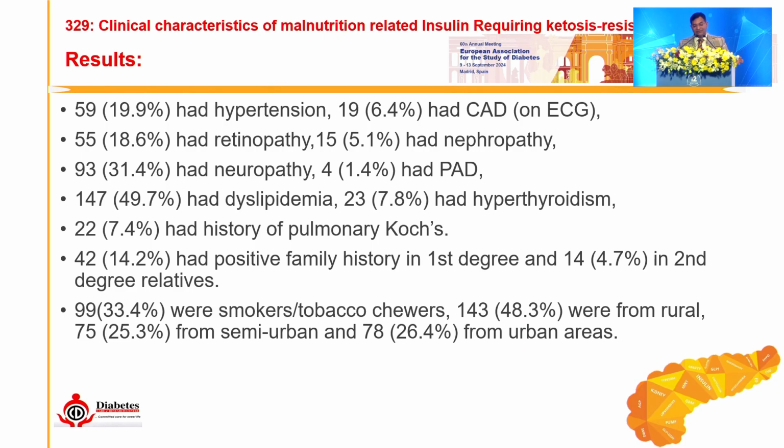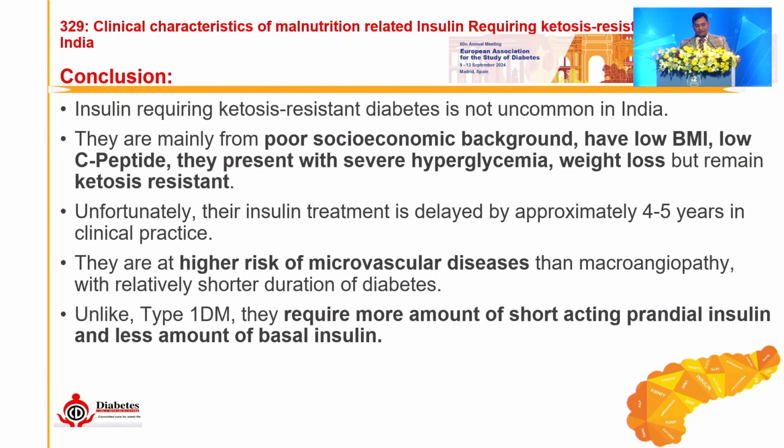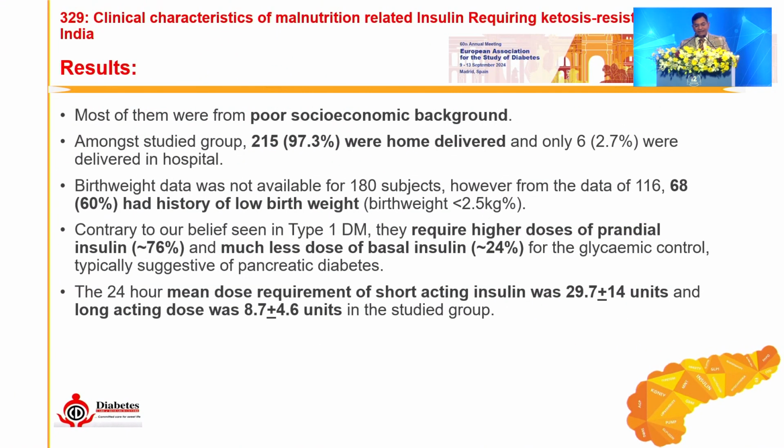Positive family history in the first degree was only 4.7%, and in the second degree relative 14%. Tobacco smoking and chewing was there, but they were all non-alcoholic. Poor socioeconomic background is important, and low birth weight, as I told you, was important here. Birth weight data was available for only 180 subjects. However, whatever we had, almost 60% had a history of low birth weight, less than 2.5 kg, and that could be one of the reasons.